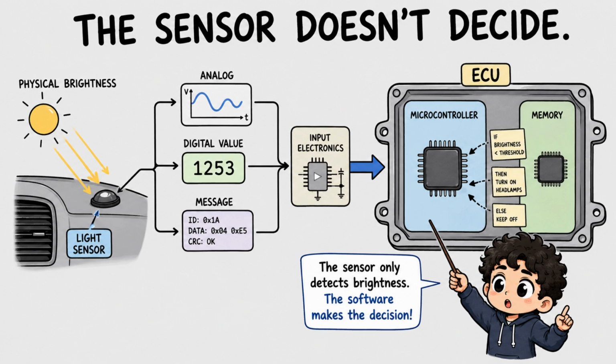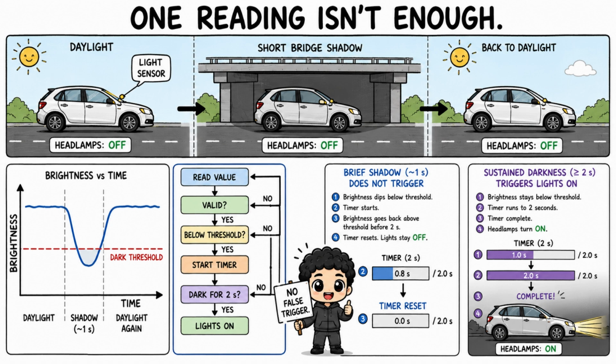Inside the ECU, a microcontroller executes software instructions stored in memory. The software may run a control function at regular intervals. It reads the brightness value and checks whether the input is valid. A single reading should not always trigger an immediate decision. If the car passes briefly under a bridge, switching the lights on and then off again may be unnecessary. The software can therefore use a threshold, a delay, or filtering logic. For example, it may decide that the environment must remain dark for 2 seconds before requesting the headlamps.